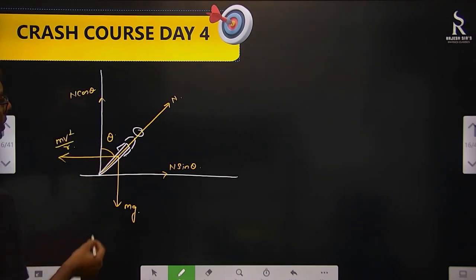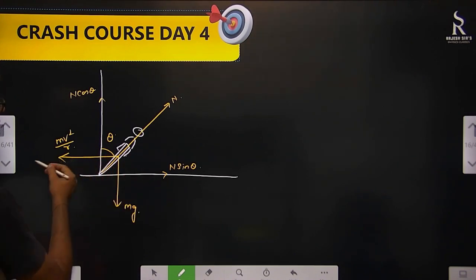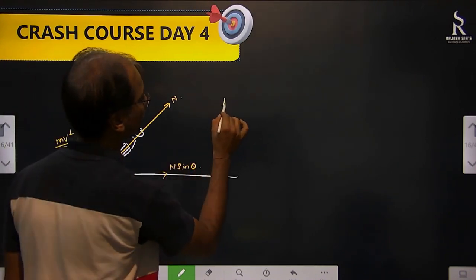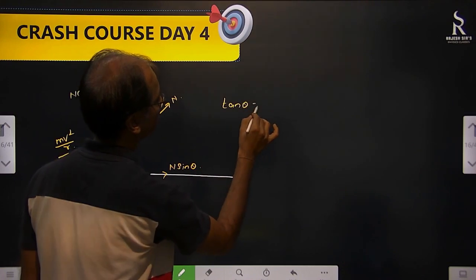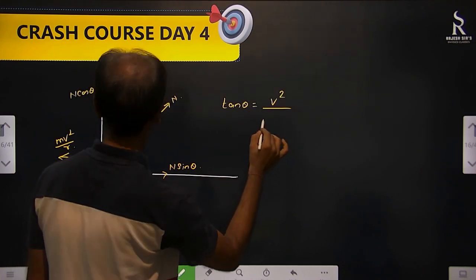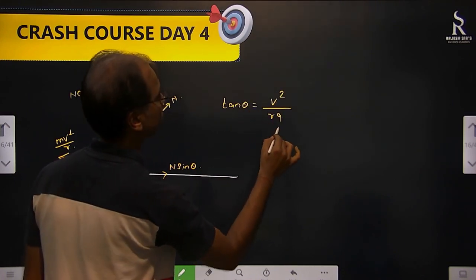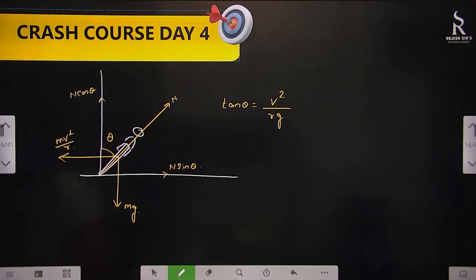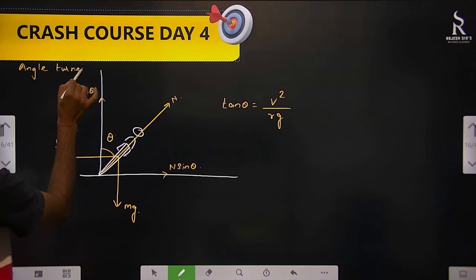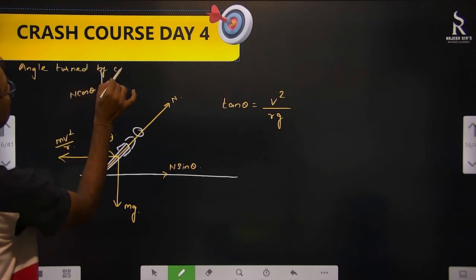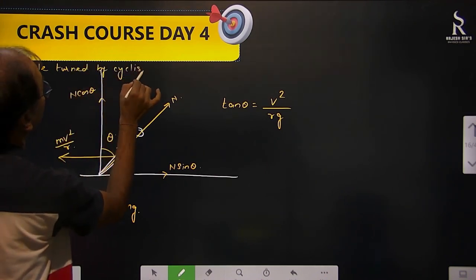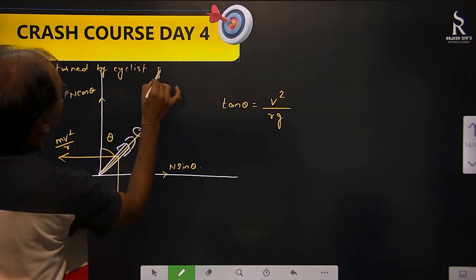Okay, so if you balance it, N cos theta equals mg and N sin theta equals mv square by r, it will come out to be tan theta equals v square by rg. Remember that. Tan theta equals v square by rg. What is that angle? The angle turned by the cyclist from vertical.